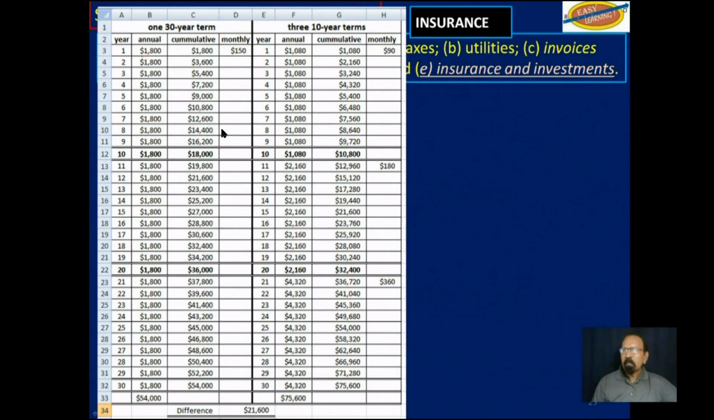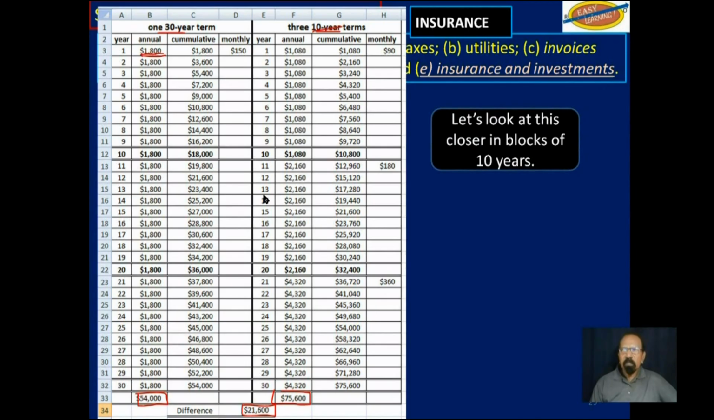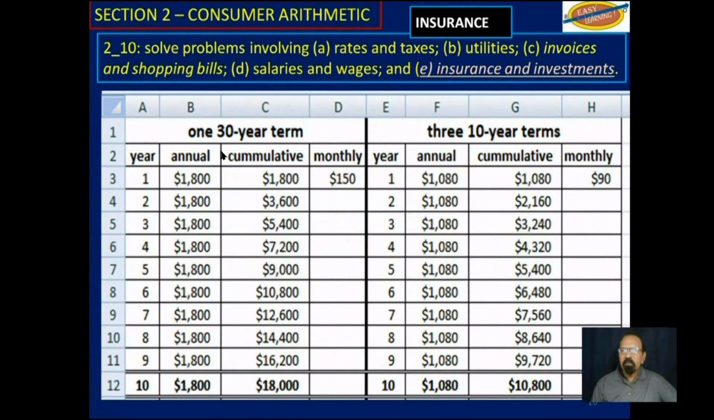and we calculate the annual payment for 30 years as a 30-year term, we said that would be $54,000. If we go with the 3 10-year terms, we said that will be $75,600. If he lives out the 30 years, he would save $21,600. If he doesn't, depending on where in this schedule he dies, it may be better for her plan. So let us look at this closer in blocks of 10 years. This is the first 10 years, $150 per month pays that amount for the 10 years, $90 per month pays this for the 10 years. If he dies within 10 years, her plan would have been better.